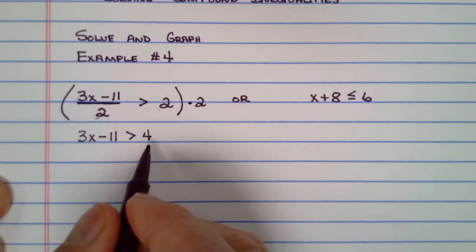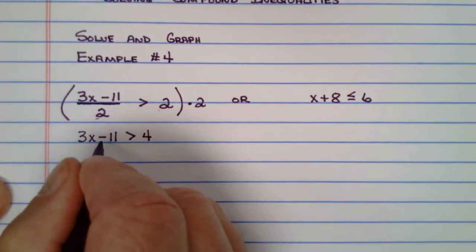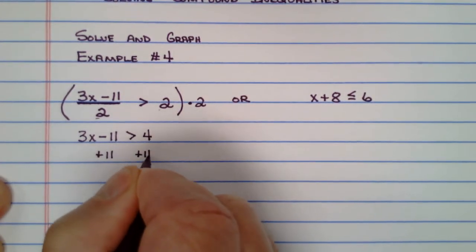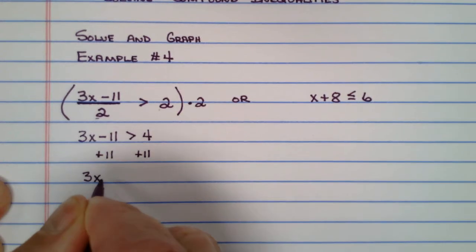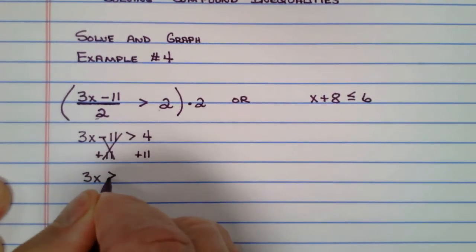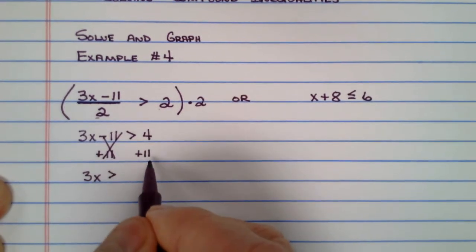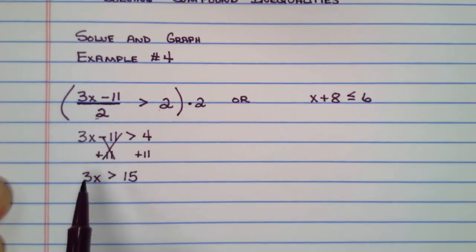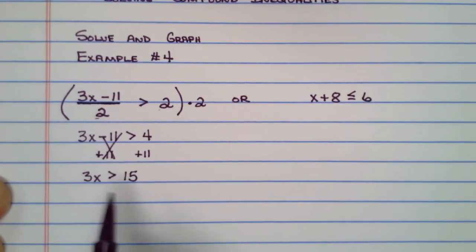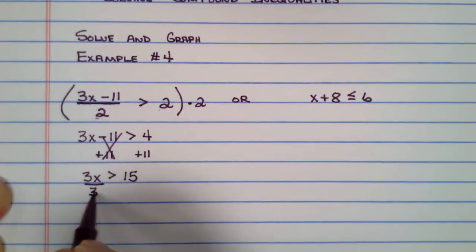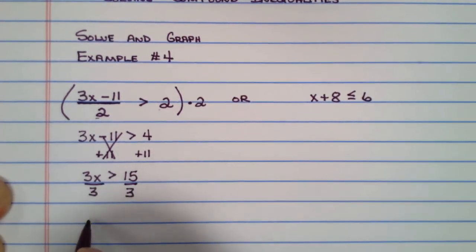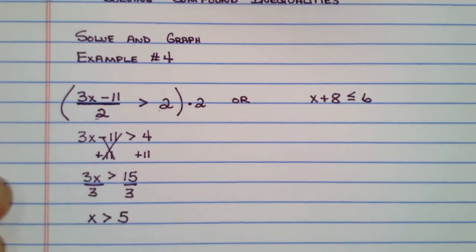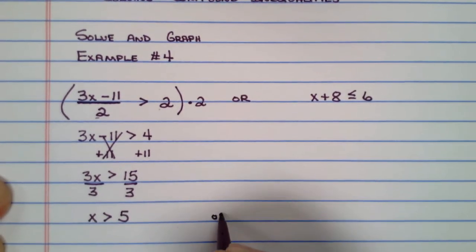I need to do my adding and subtracting at this point. The opposite of negative 11, positive 11. Four plus 11, 15. I need to get rid of this 3 right here. Opposite of multiplying by 3 is dividing by 3. Divide both sides by 3. X is greater than 5.